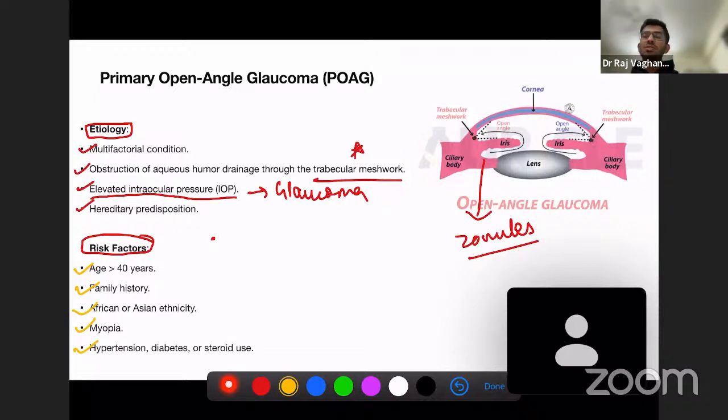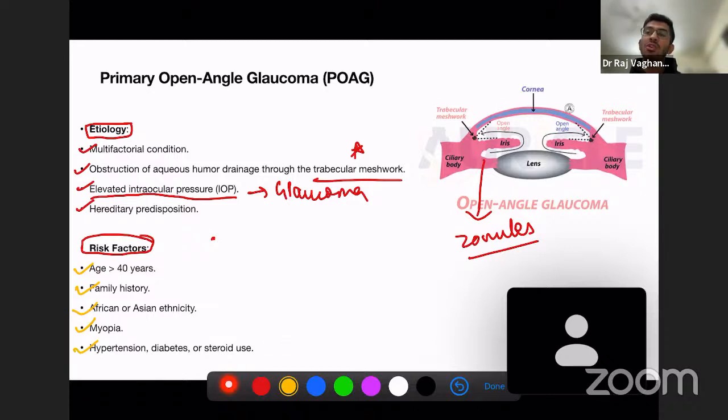So the risk factors include age greater than 40 years. If you have a family history of glaucoma, if you are African or Asian by ethnicity, if you have myopia, it predisposes to primary open angle glaucoma. And if you have hypertension, diabetes, or steroid use for any of the diseases, if you're taking continuous steroids, then steroids can also lead to complications of glaucoma. So these are the 5 risk factors, and we have discussed the etiology.